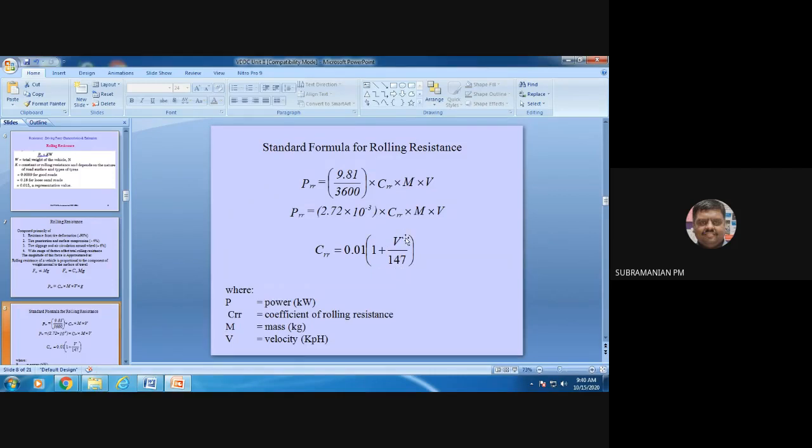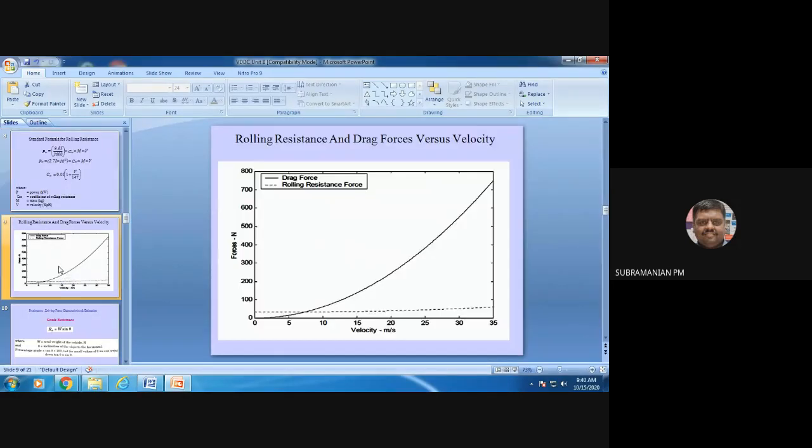That is the rolling resistance coefficient, CRR, and we have this formula: 0.01 (1 + V/147). So you can see this formula for finding CRR. And as I told you, with increasing speed my drag force will increase at an enormous rate, whereas my rolling resistance will increase at a lower rate only. So at higher speed, I have to concentrate on my drag force.